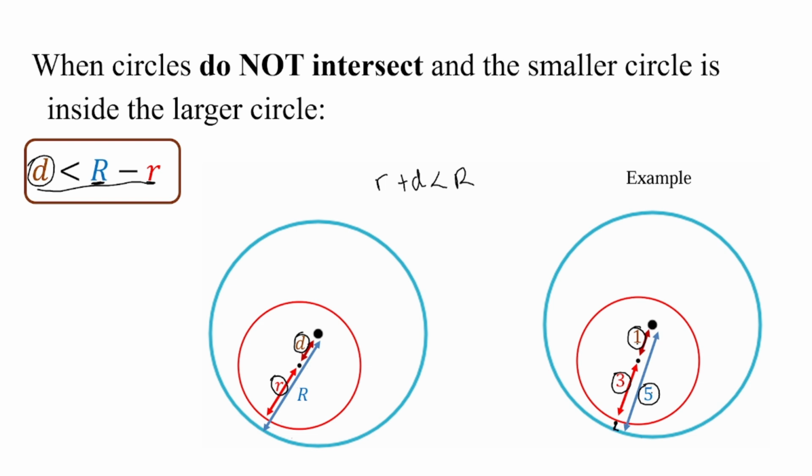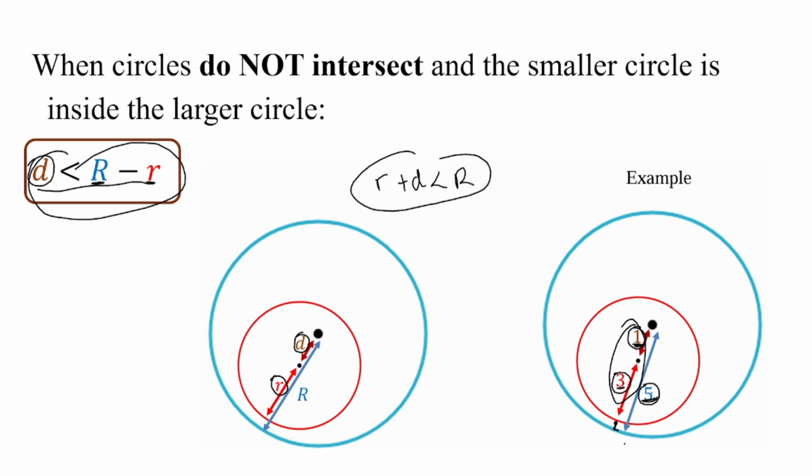So the distance between the centers plus the radius of the smaller circle, if you add them, they won't give you the radius of the larger circle. It is going to be the sum of these two is smaller. So you can use this or you can even use this.